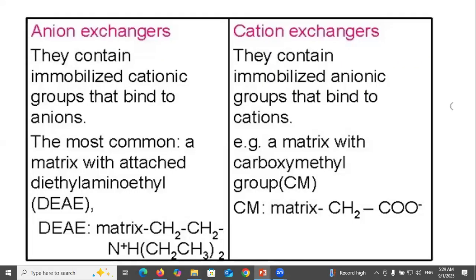Anion exchanger versus cation exchanger. Anion exchangers contain immobilized cationic groups that bind to the anions. The most common matrix is with attached diethylaminoethyl. Cation exchangers contain immobilized anionic groups that bind to the cations. Example: matrix with carboxymethyl groups.